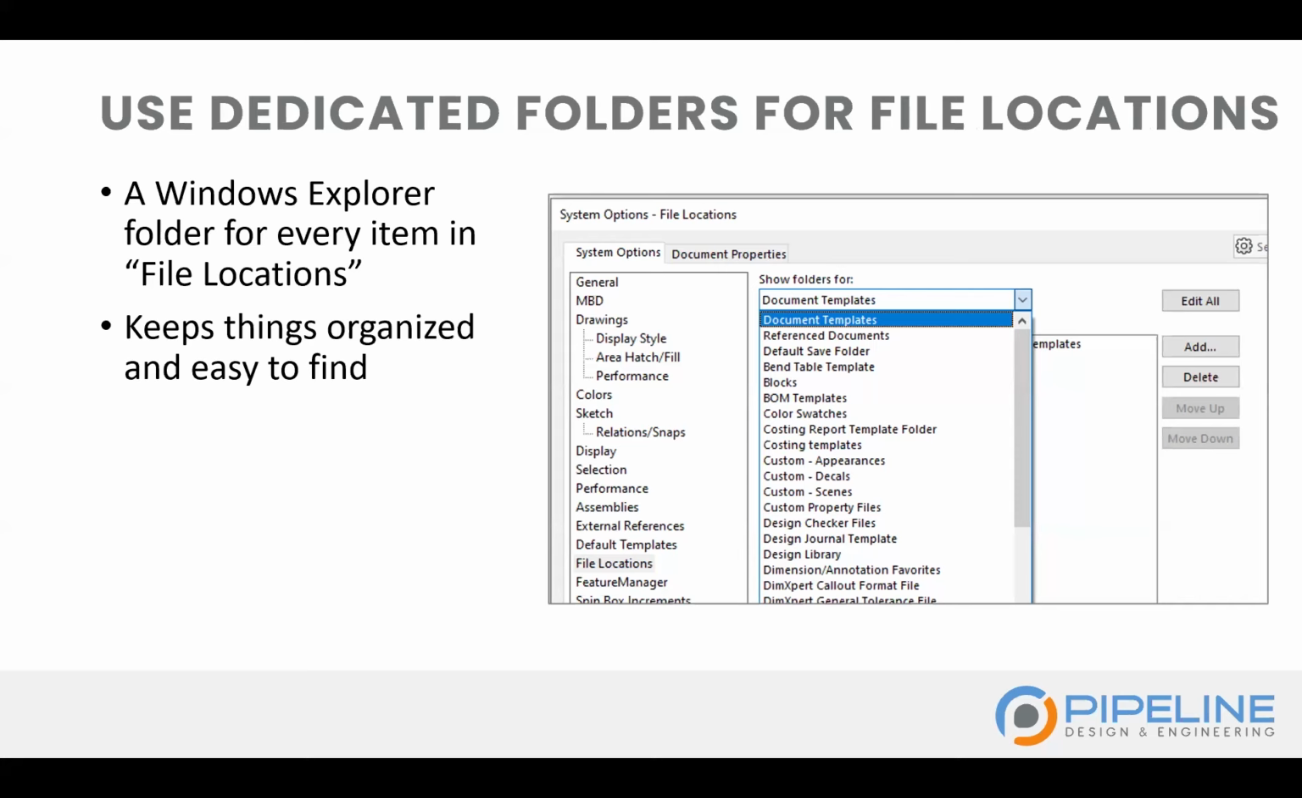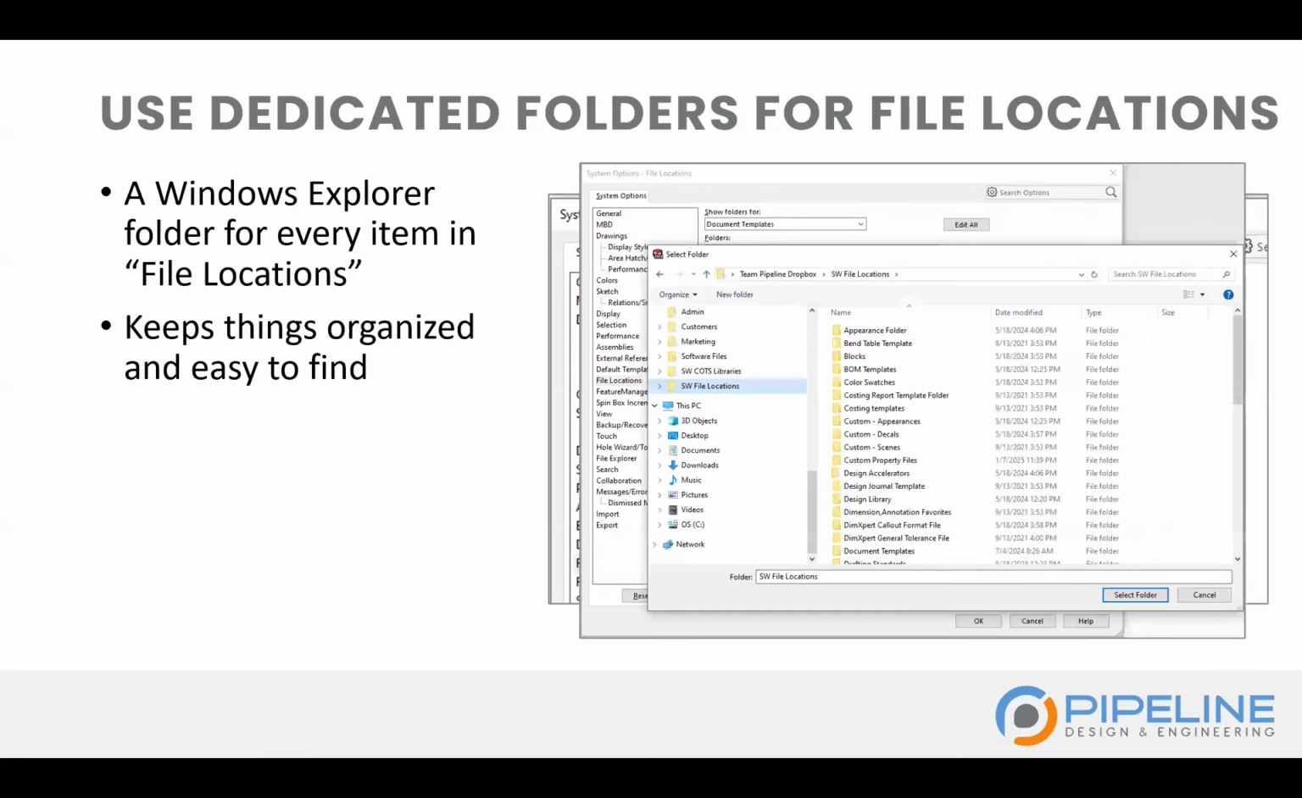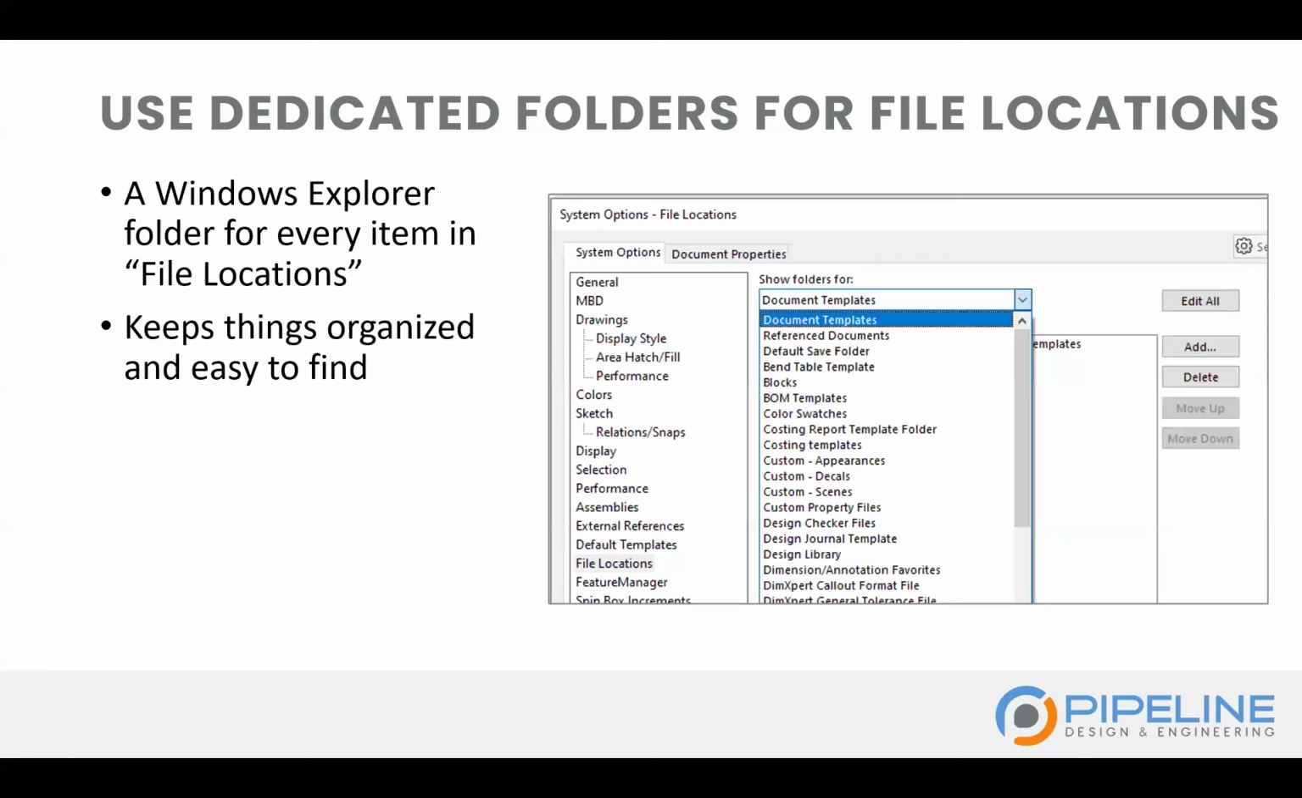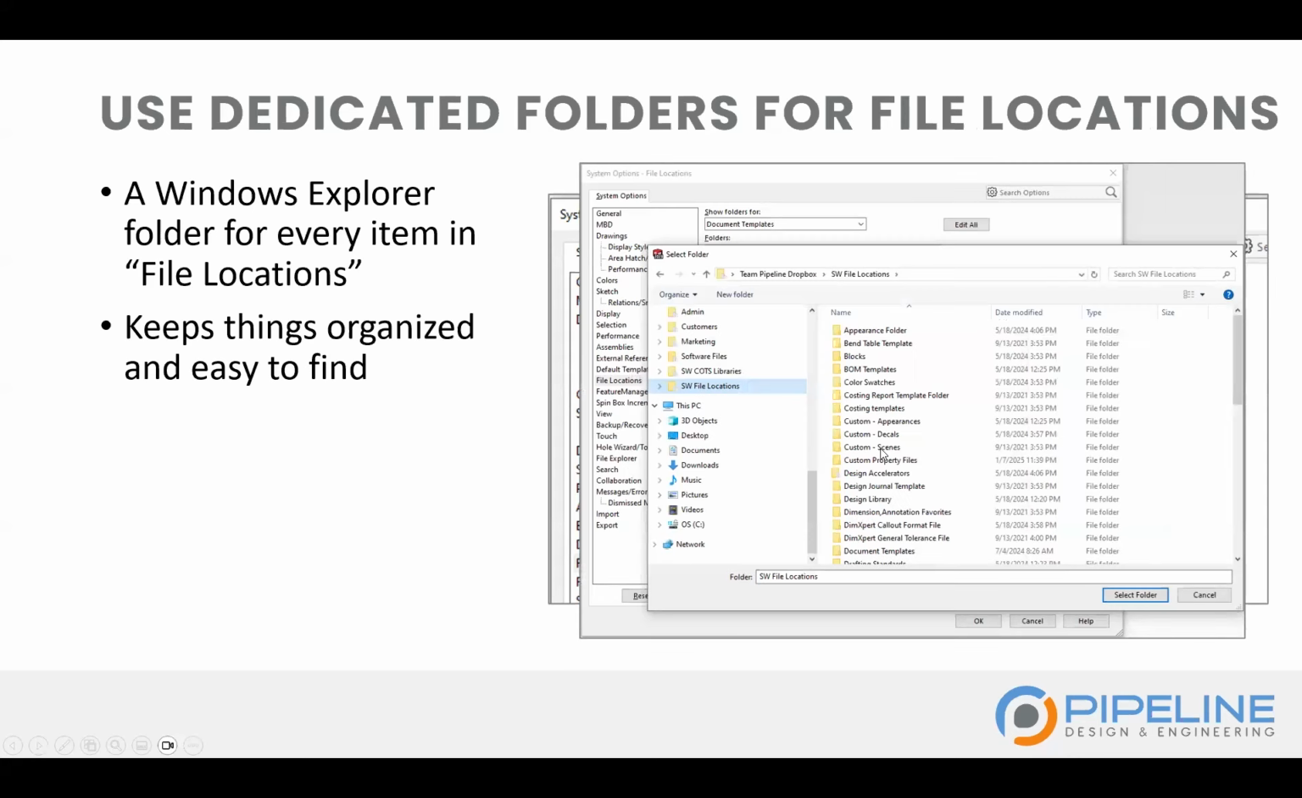So what we have done is create folders in Windows Explorer. We have a folder that we use called SolidWorks File Locations. There you can see it right there. It's just in Windows Explorer. And then in that folder, we create all of the folders that match the different drop-down items in the file location. So I'm going to go back here so we can reference that one. All of these items that you see in the drop-down, we have a folder for those right here. And now it's super easy to find the folder that contains the files that you want.